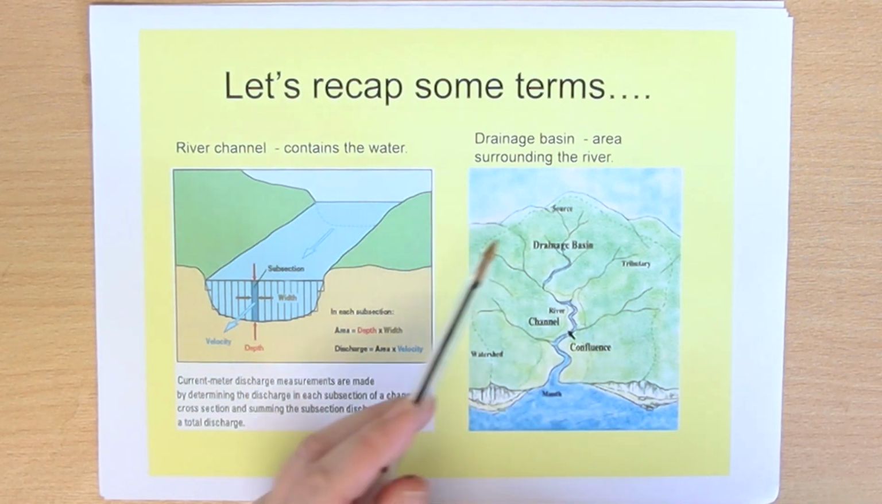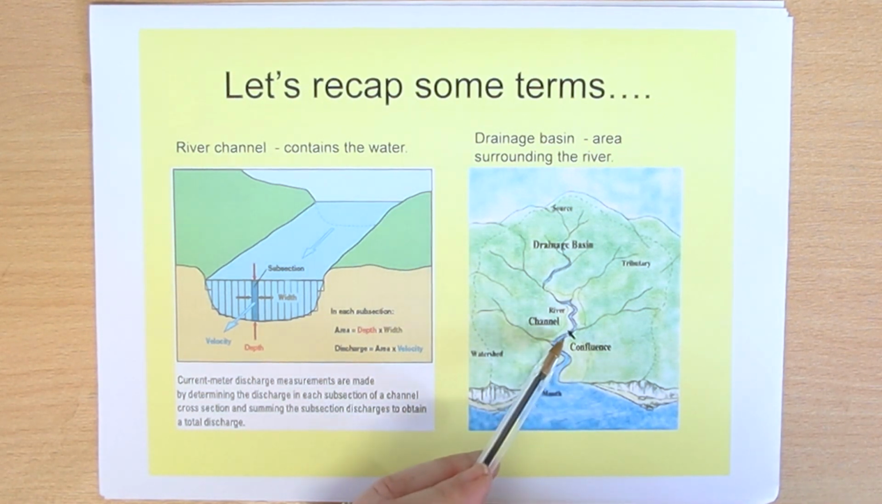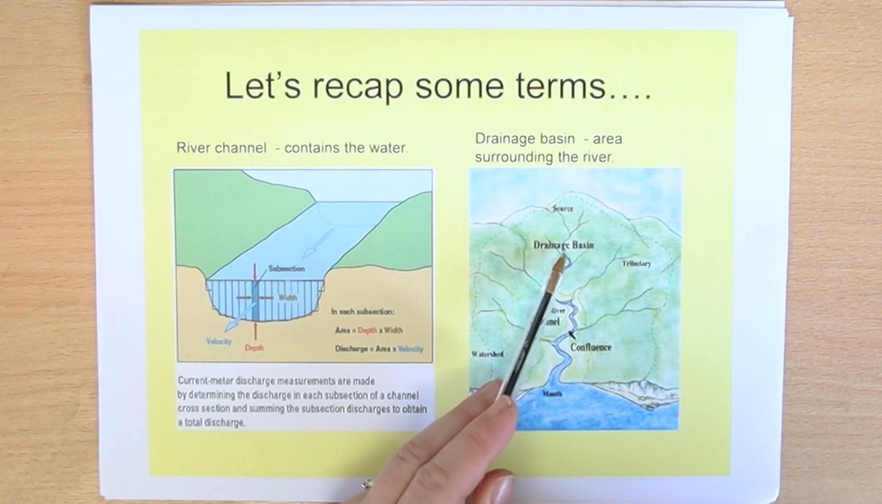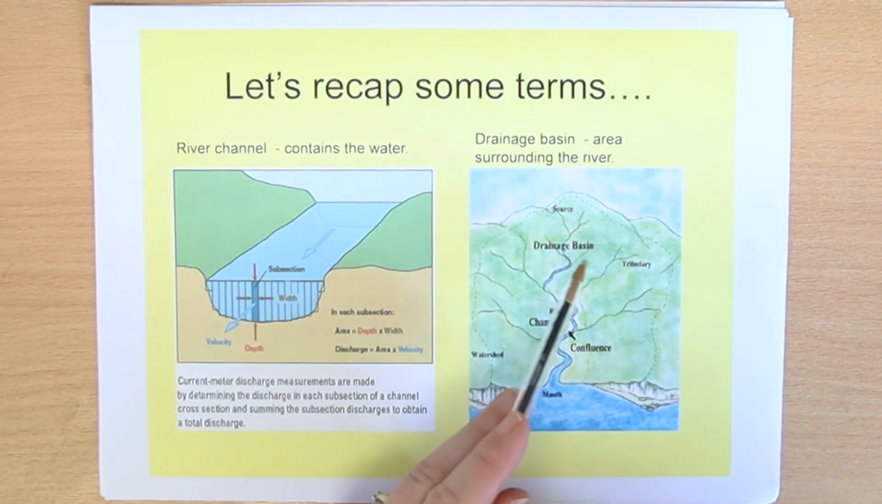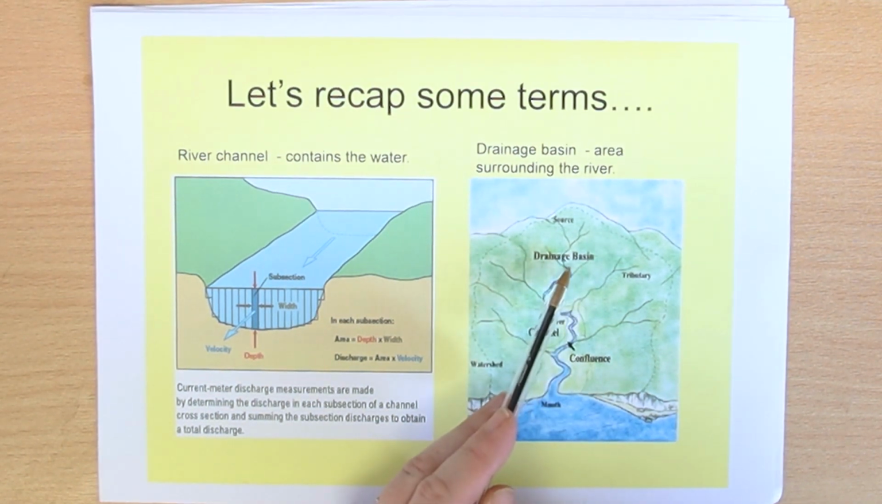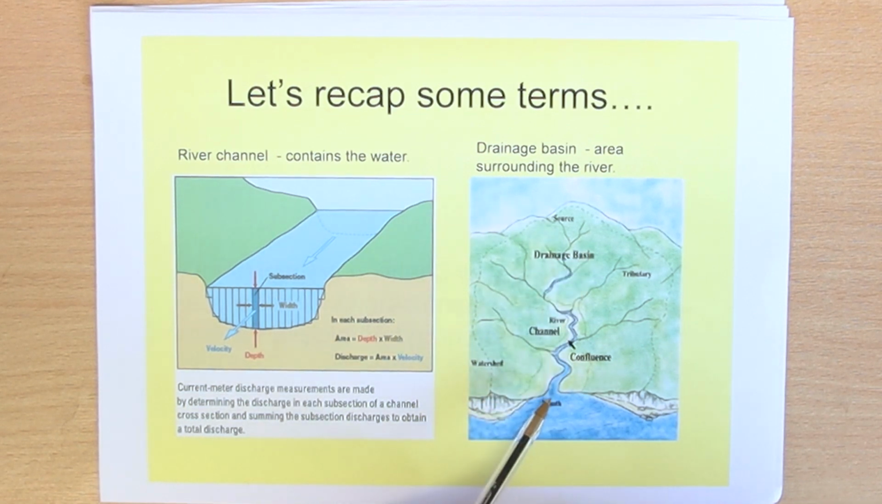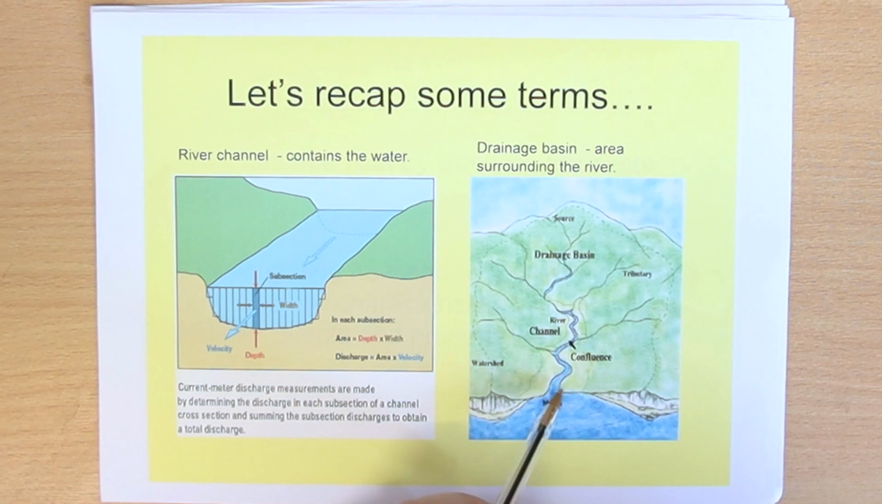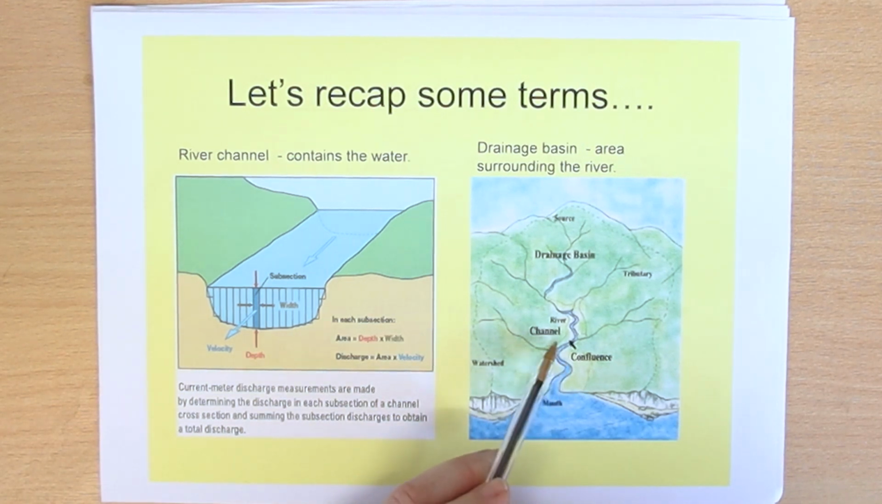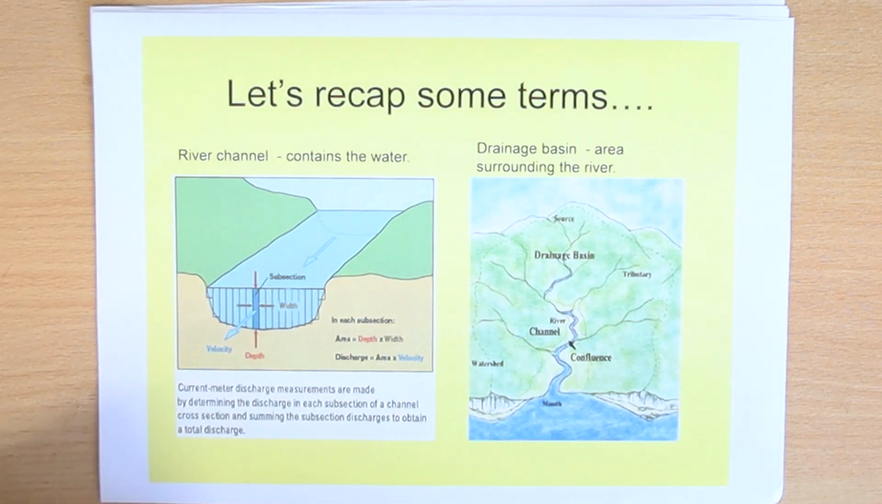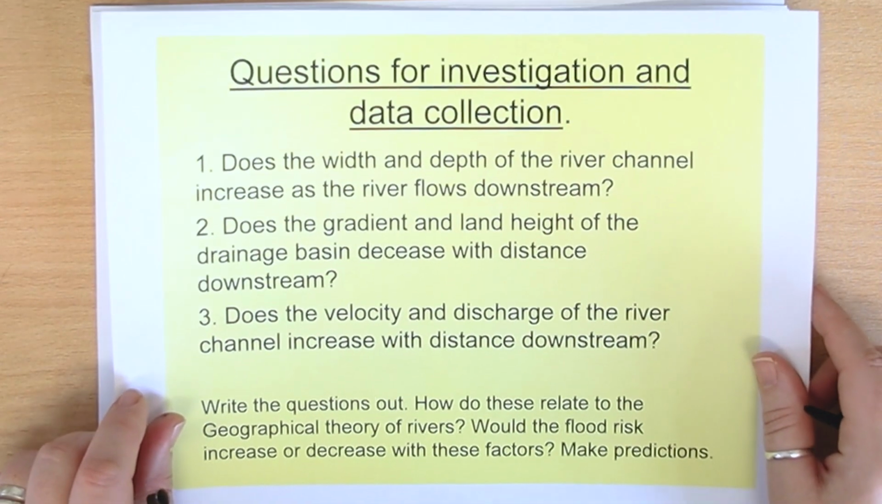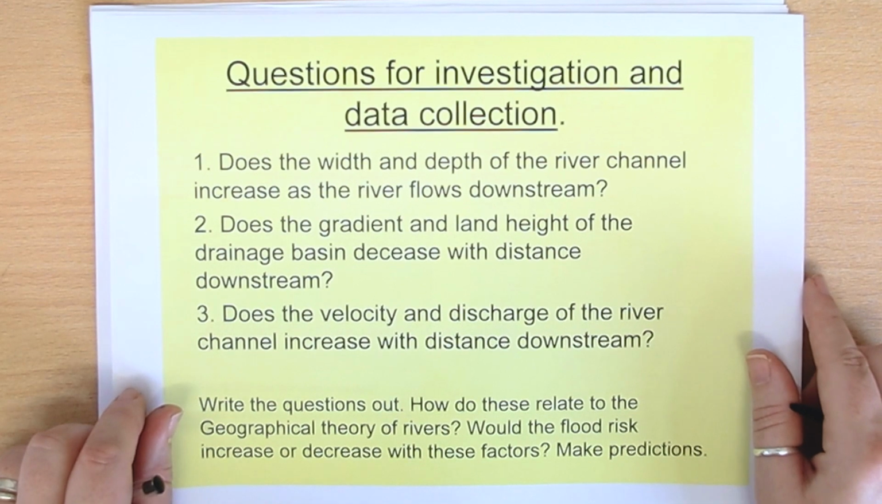Is it highland? Looking at this little diagram here, it's more likely to flood down here, surely, than it is up there. That bit's going to be steeper. That bit's going to be higher land. You've got gravity on your side flowing downwards. And also looking at this picture, it's wider here, it's deeper here, it's more likely to flood. So that might give me one or two ideas about what I could actually measure.